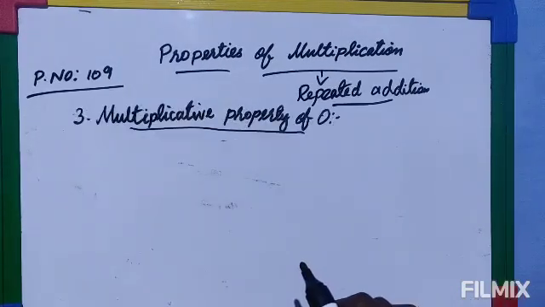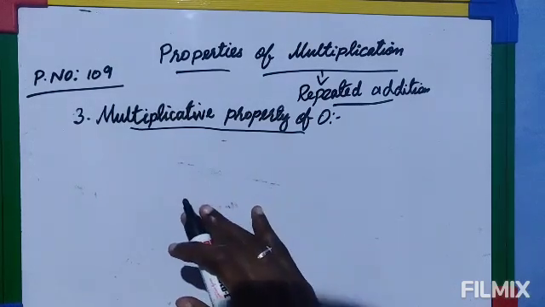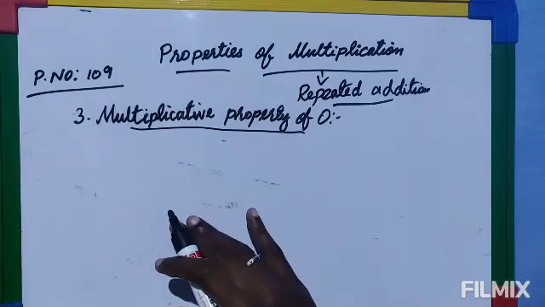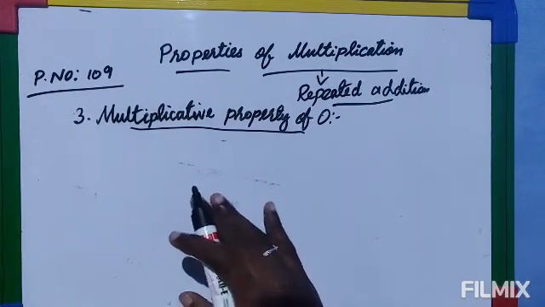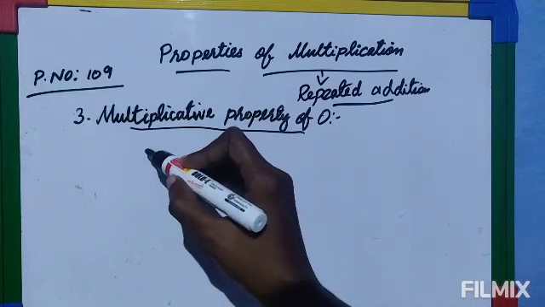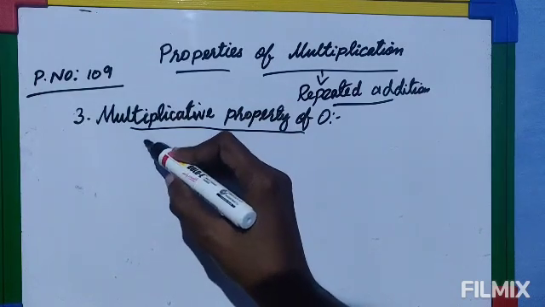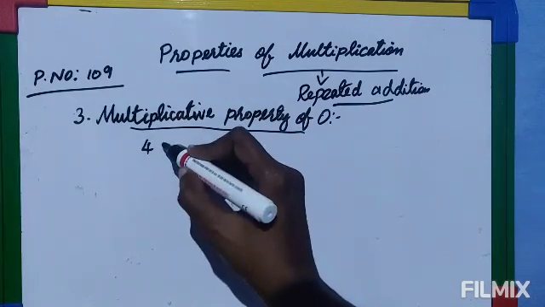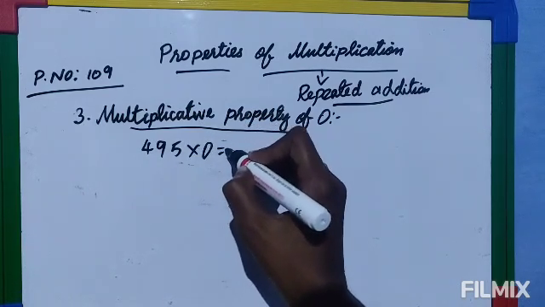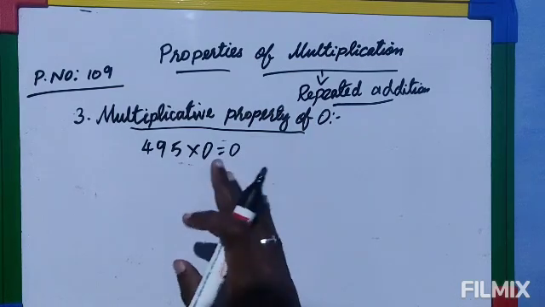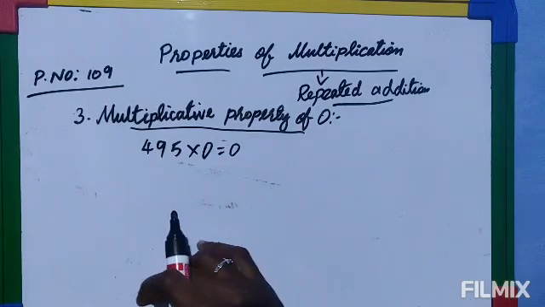Next is the multiplicative property of 0. If you multiply any number by 0, the answer is 0. Suppose the number is like 495, if you multiply by 0, the answer is 0. It can be any big number. If you multiply by 0, the answer is 0.